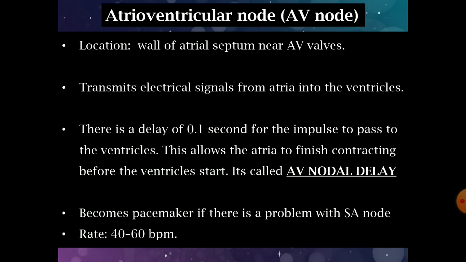The major point is this, that there is a delay of 0.1 second for the impulses to pass to the ventricle. So this allows the atria to finish contracting before the ventricle starts. So it is known as the AV nodal delay.